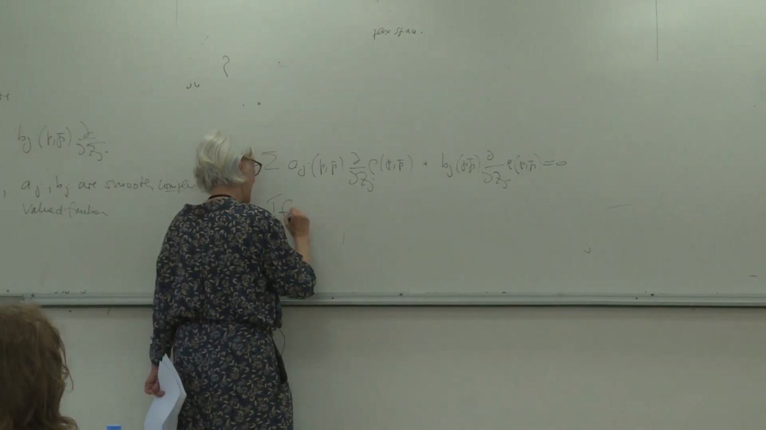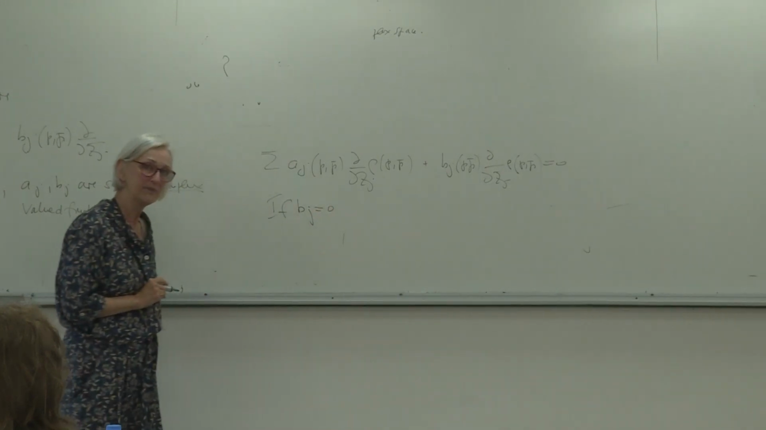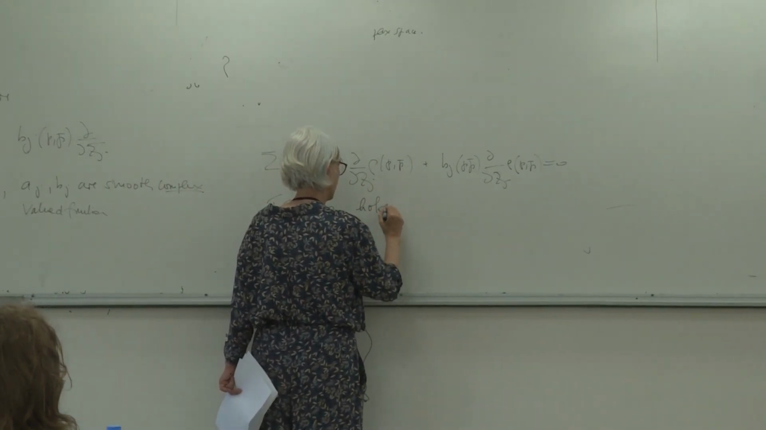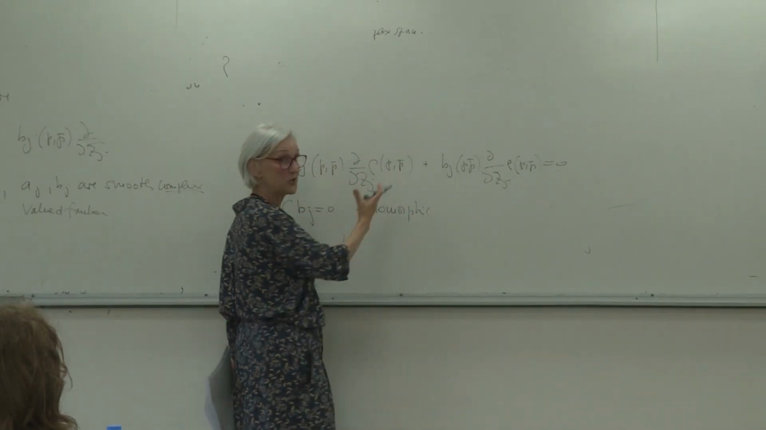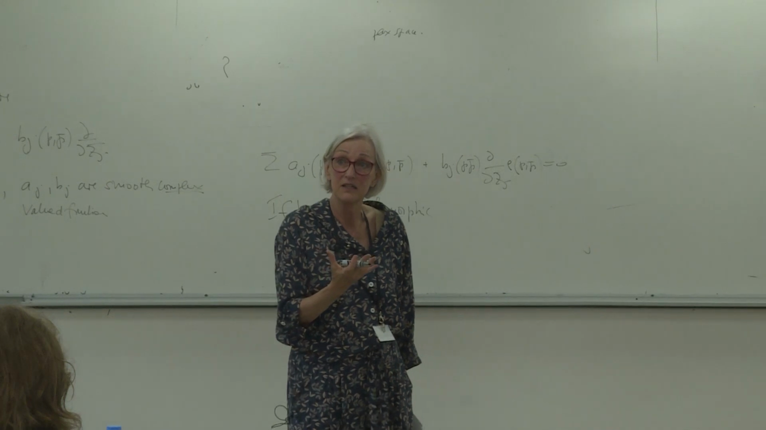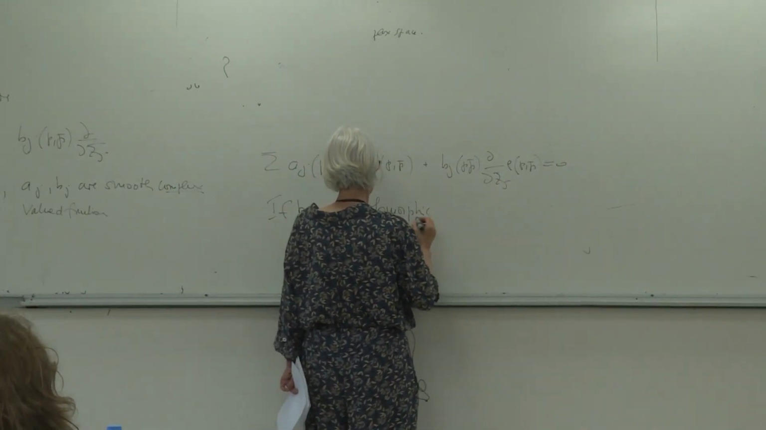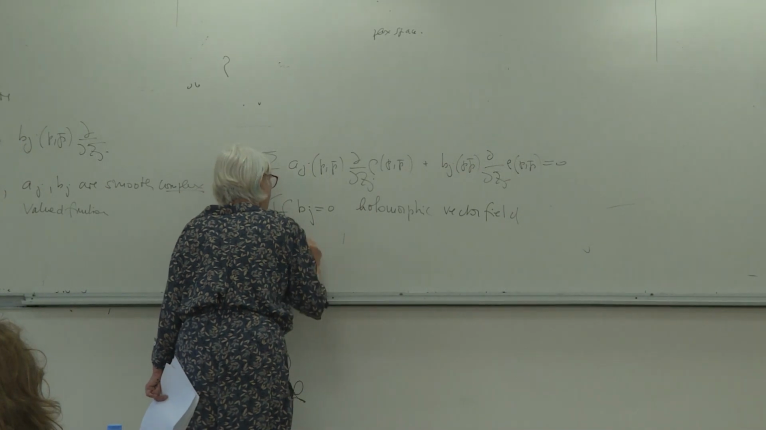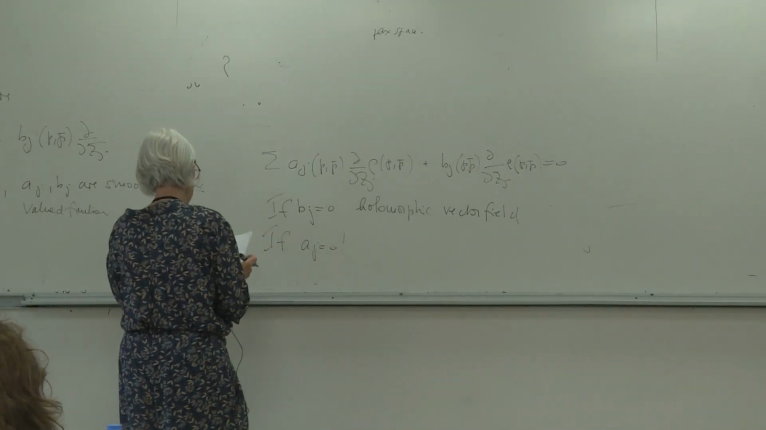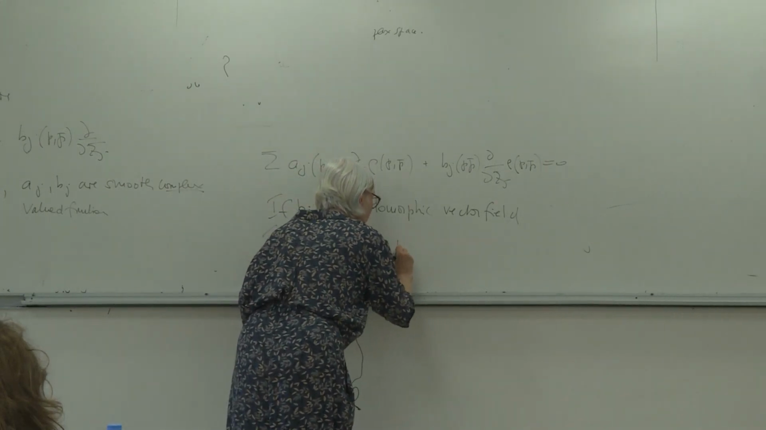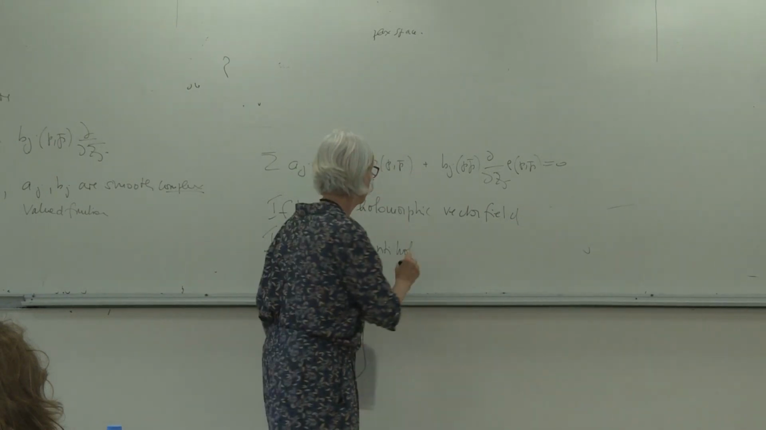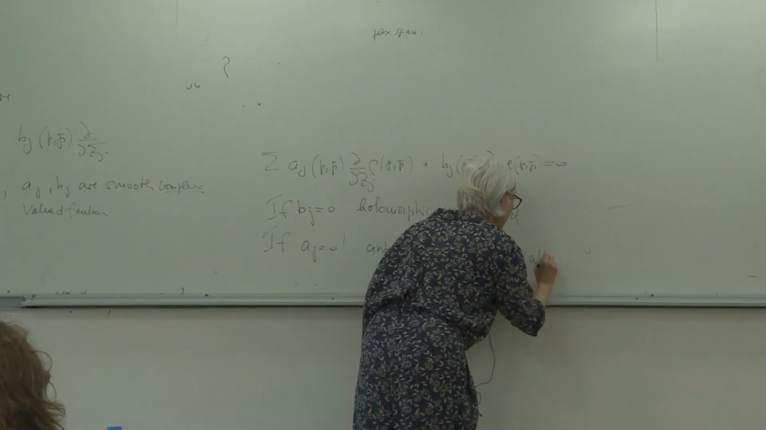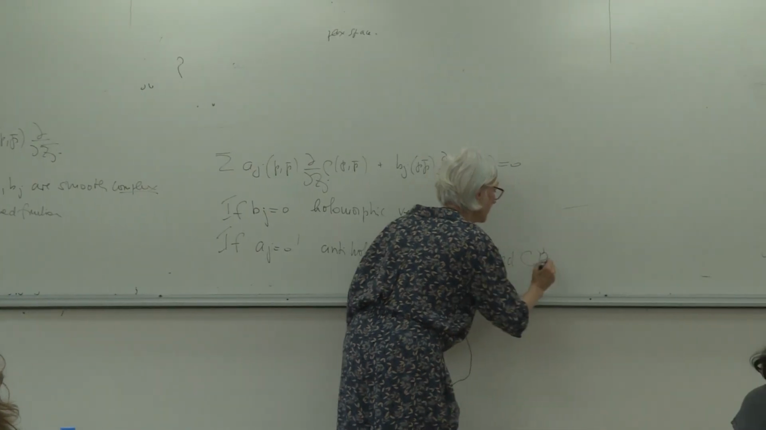So if b_j is equal to 0, we say that it's a holomorphic vector field, because you don't see the bar. It acts like in C, right? There is no z_j bar. The holomorphic vector field. And if a_j is equal to 0, it's an anti-holomorphic vector field, but also called a CR, Cauchy-Riemann vector field.